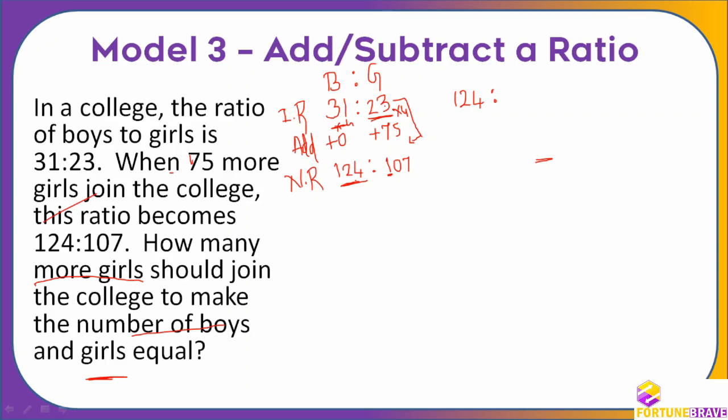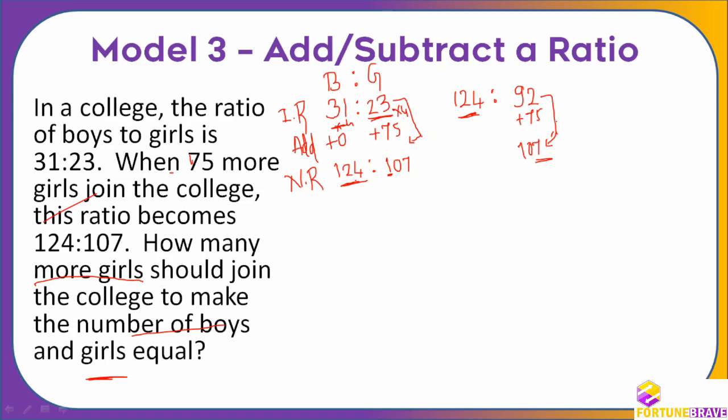So 23 into 4 is 46, 46, 92. Okay. Now it will become very, very easy. Plus 75, it will become 107. So what is the increase here? I am not going to touch this one because we are not going to change anyways. So how much is the change here?